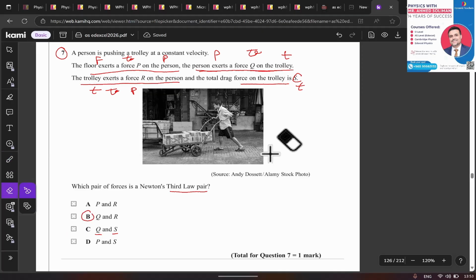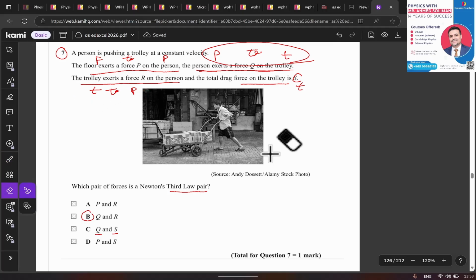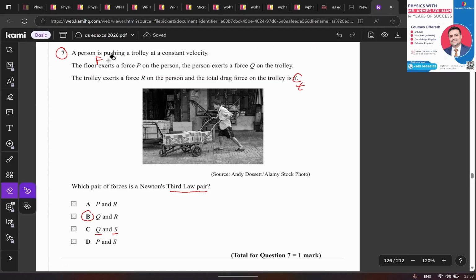Be careful, man. This is an easy question and you need to focus like what I did. I said from floor to person, from person to trolley, from trolley to person. Now we have trolley, person, person, trolley. This is action and reaction. Okay? Let's move to the next.